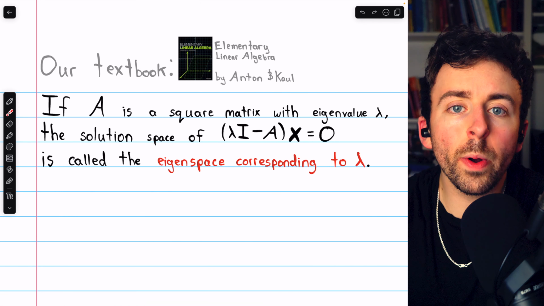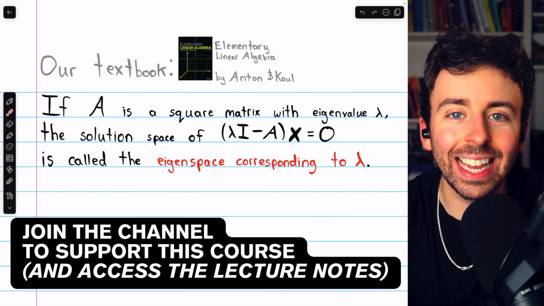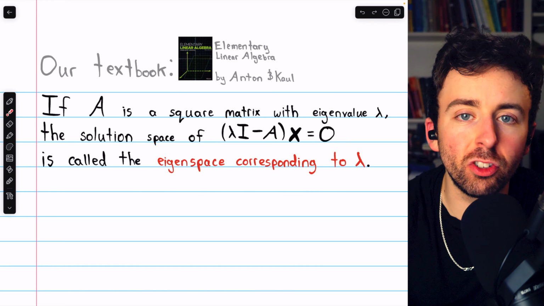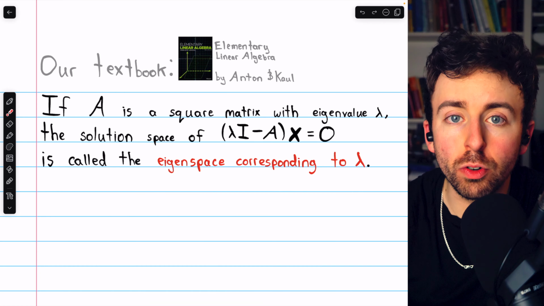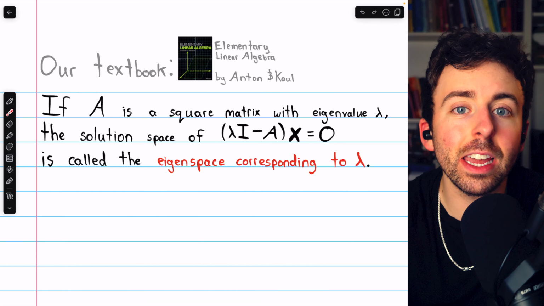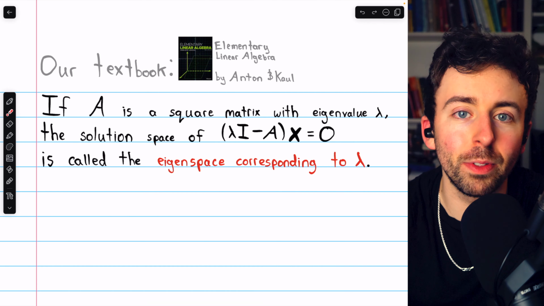In this video, we're going to go over what the eigenspace corresponding to an eigenvector is. We'll also discuss how to find it and what it looks like geometrically. We'll go over a 2x2 example of finding a basis for an eigenspace and a 3x3 example. Chapters are in the description if you want to skip around the video.